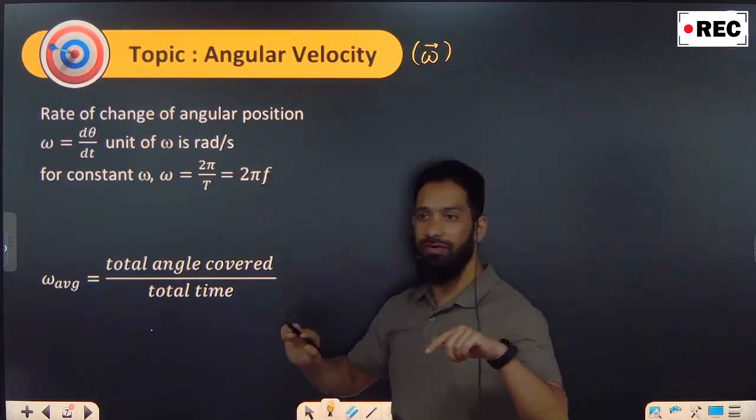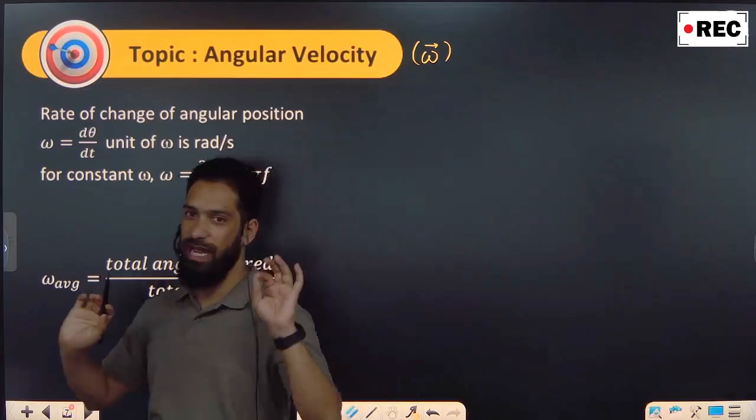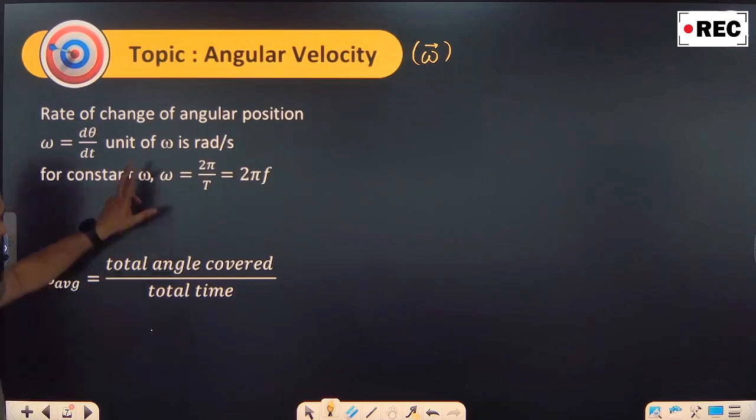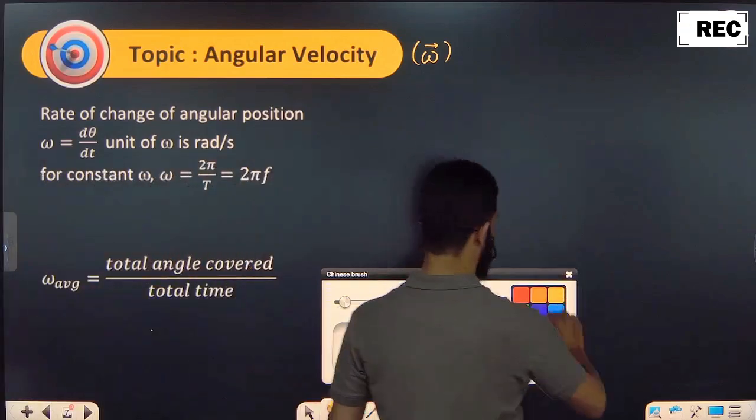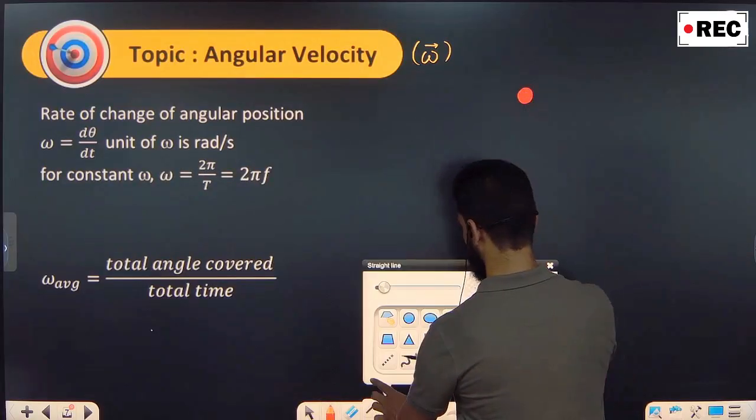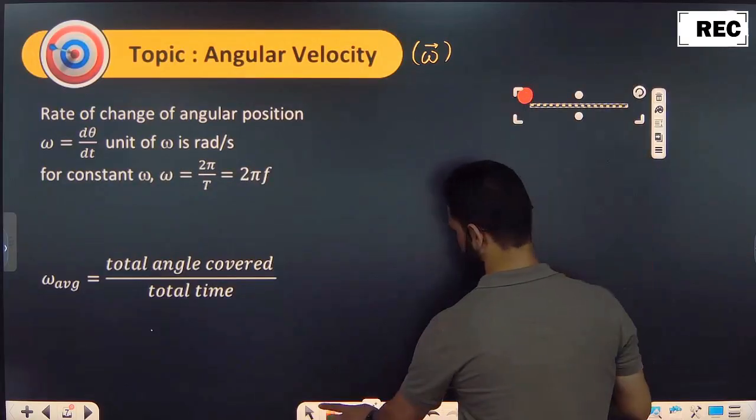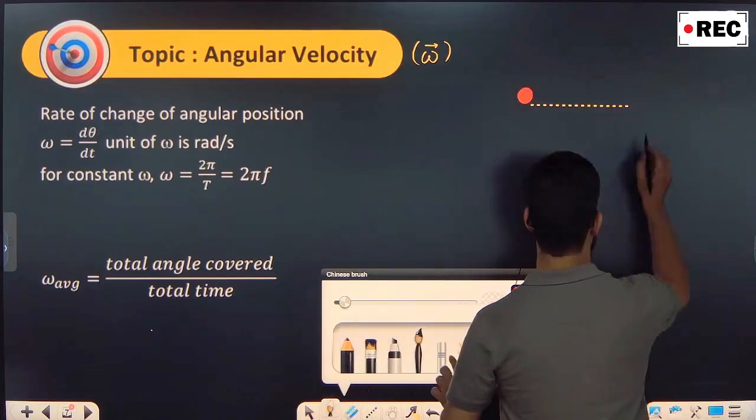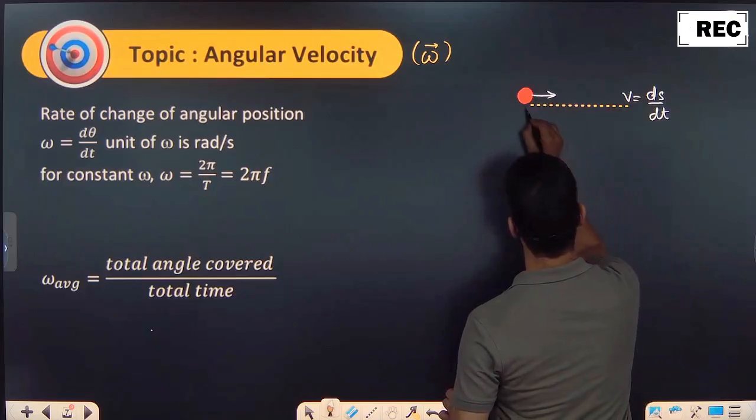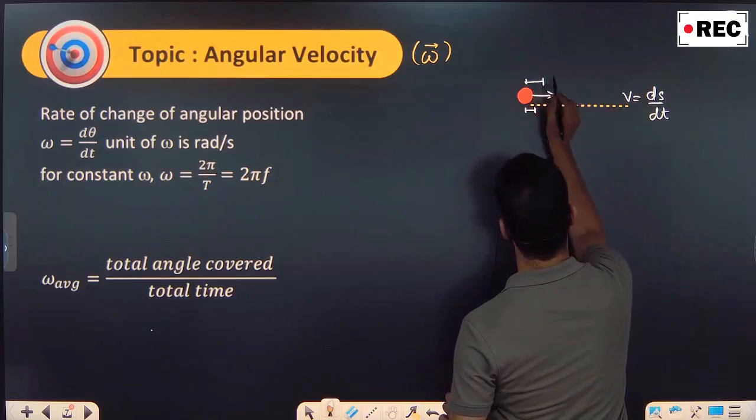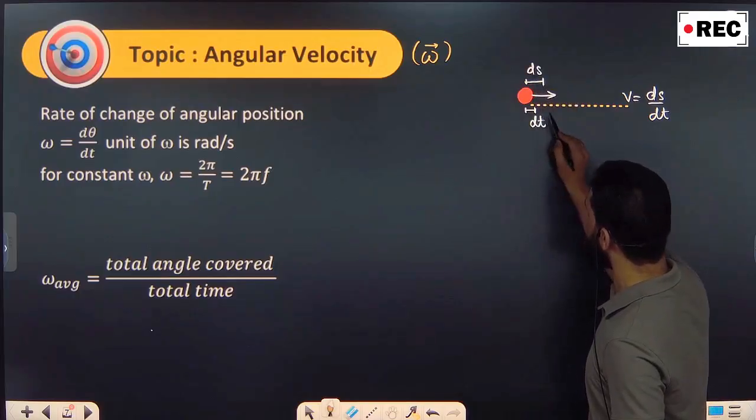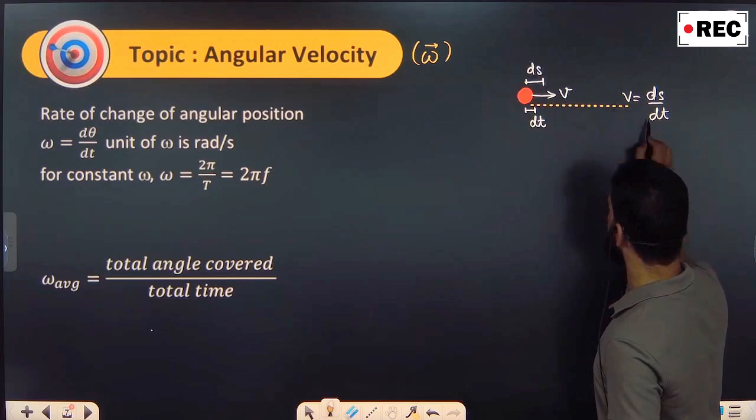Right, here also we have the rate of change of angular displacement or angular position. This is called angular velocity. Linear means when the bodies are moving on a line. Suppose it covers some displacement from here to here. So how much is ds by dt? It was called linear velocity. In a small instant of time, if it is covering ds displacement in a small instant dt, we define the instantaneous velocity, ds by dt.